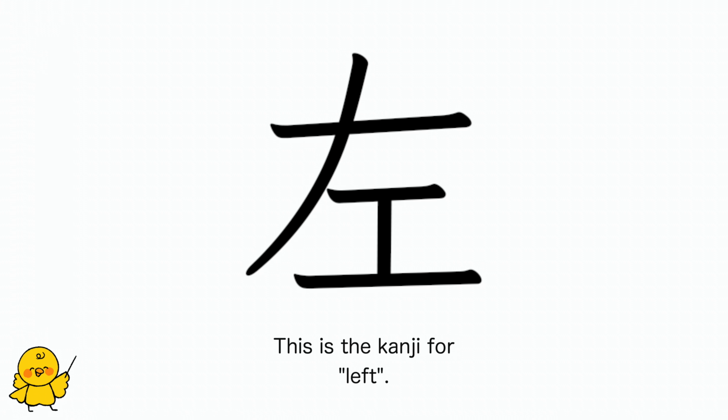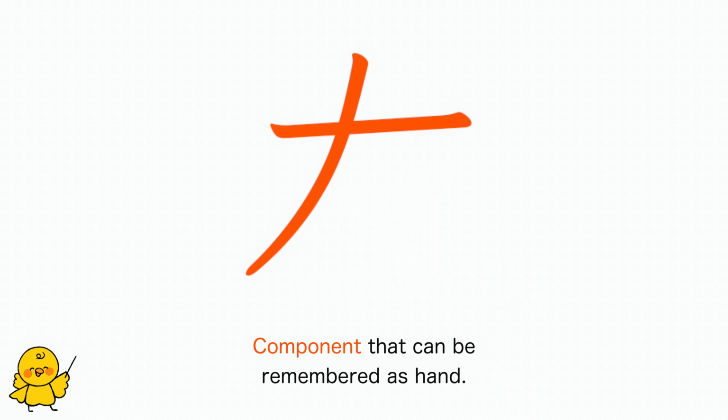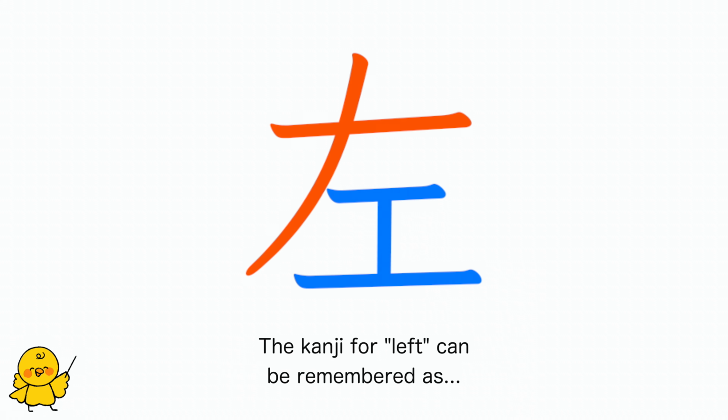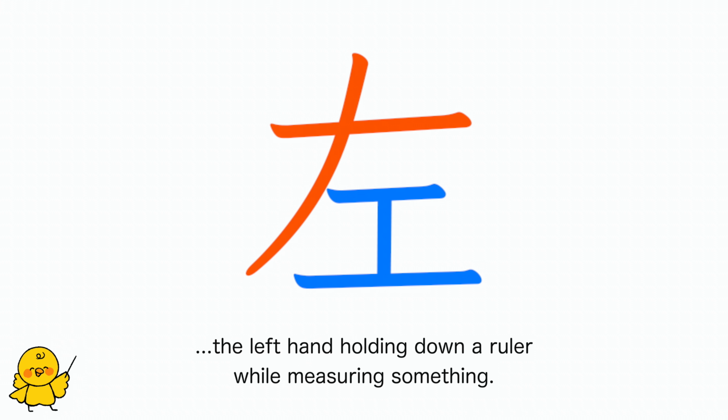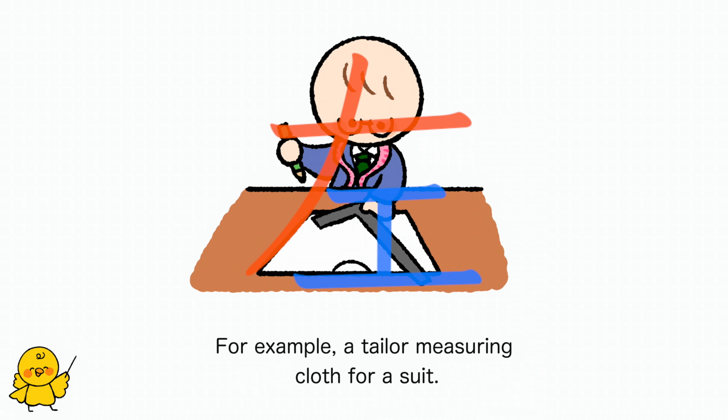This is the kanji for left. The kanji for left is made up of a radical meaning craft and a component that can be remembered as hand. The kanji for left can be remembered as the left hand holding down a ruler while measuring something. For example, a tailor measuring cloth for a suit.